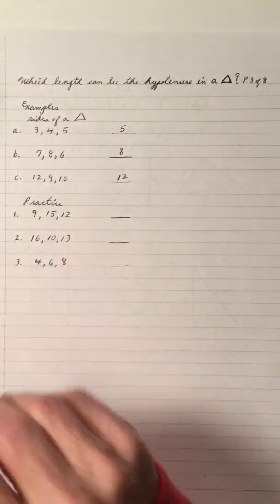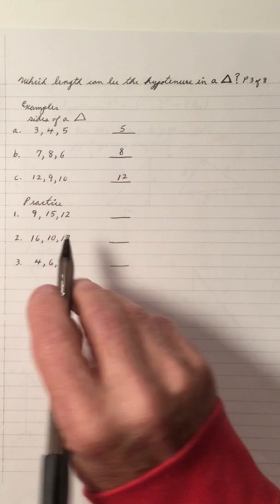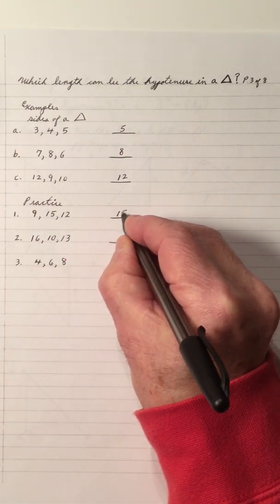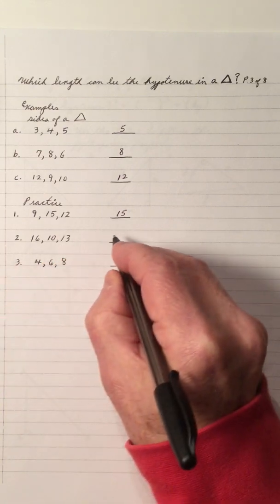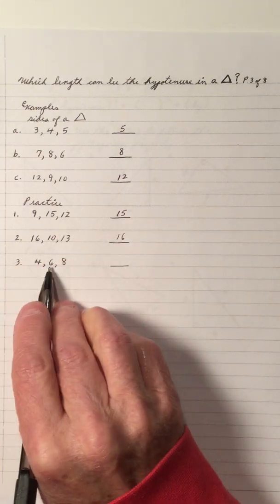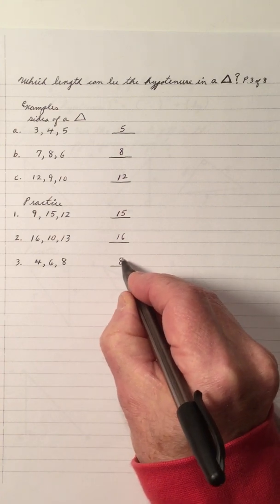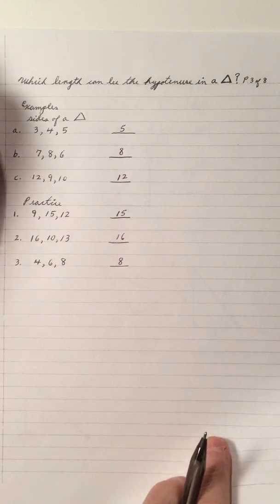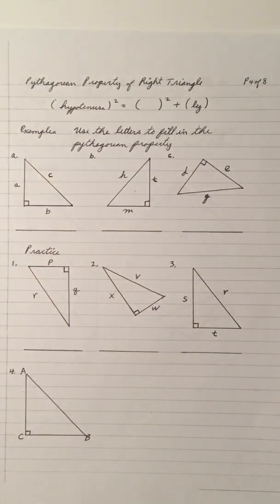Practice means pause, work it out. Number 1, 15 is the hypotenuse, the longest side. Number 2, the hypotenuse is 16. And number 3, the hypotenuse possibly could be 8. So the hypotenuse is the longest side in a right triangle.